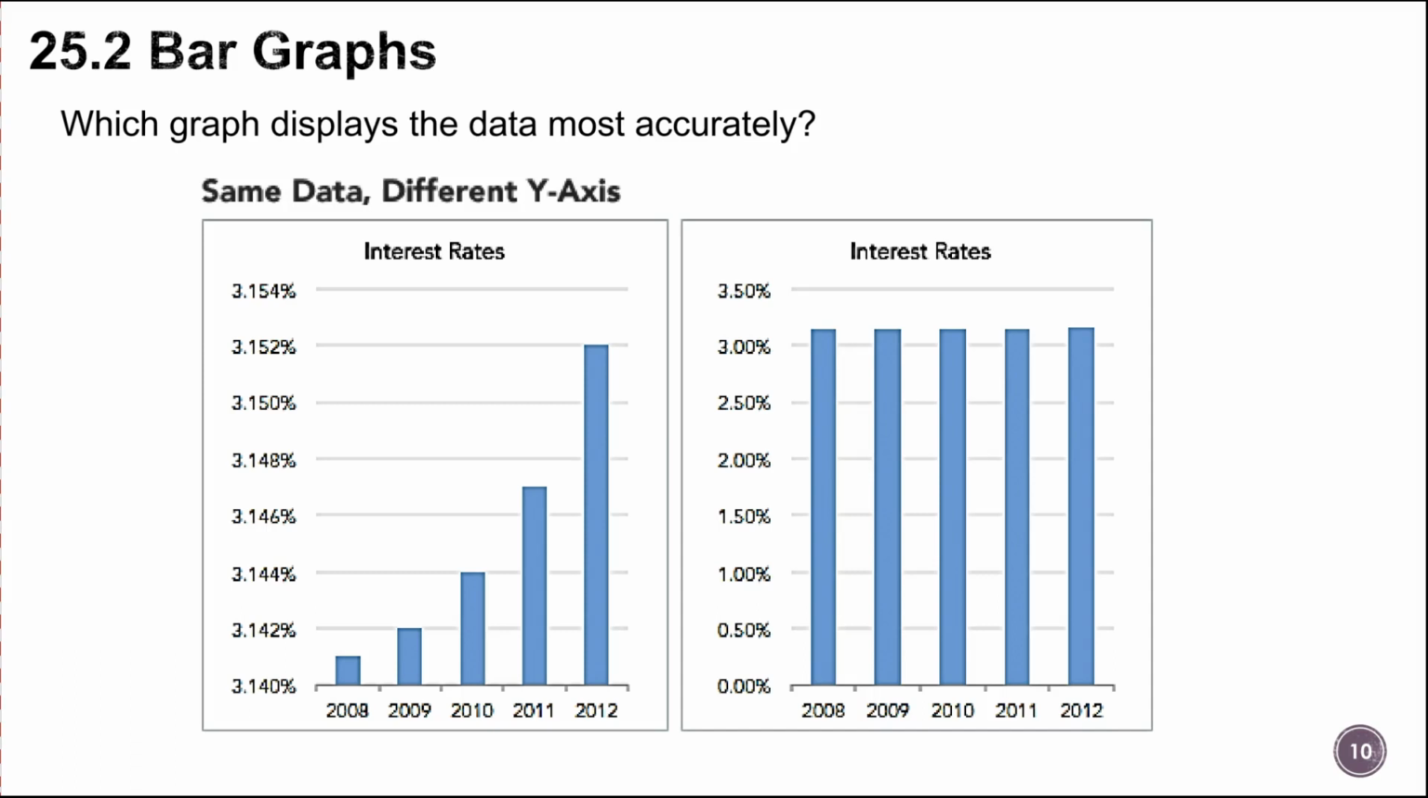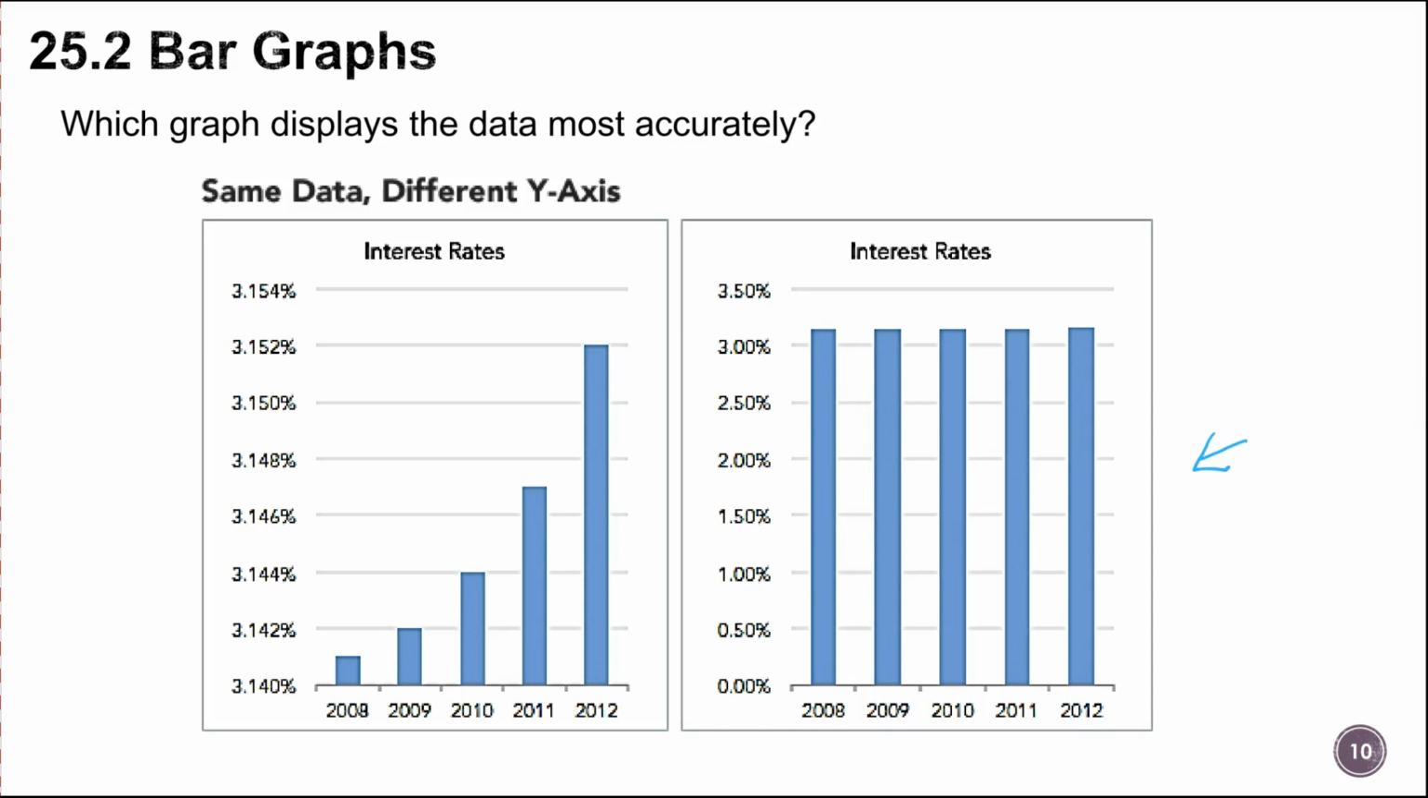We're comparing two graphs to see which one displays the data in an accurate way. When you're looking at the one on the left, you can see that it does not start at 0, it starts at 3.14 and then goes up. So it looks like interest rates are rising drastically, when in truth, if you look at the one on the right, they're staying pretty close to the same, because the one on the right is actually the more accurate. That is the one that we would prefer in this case.